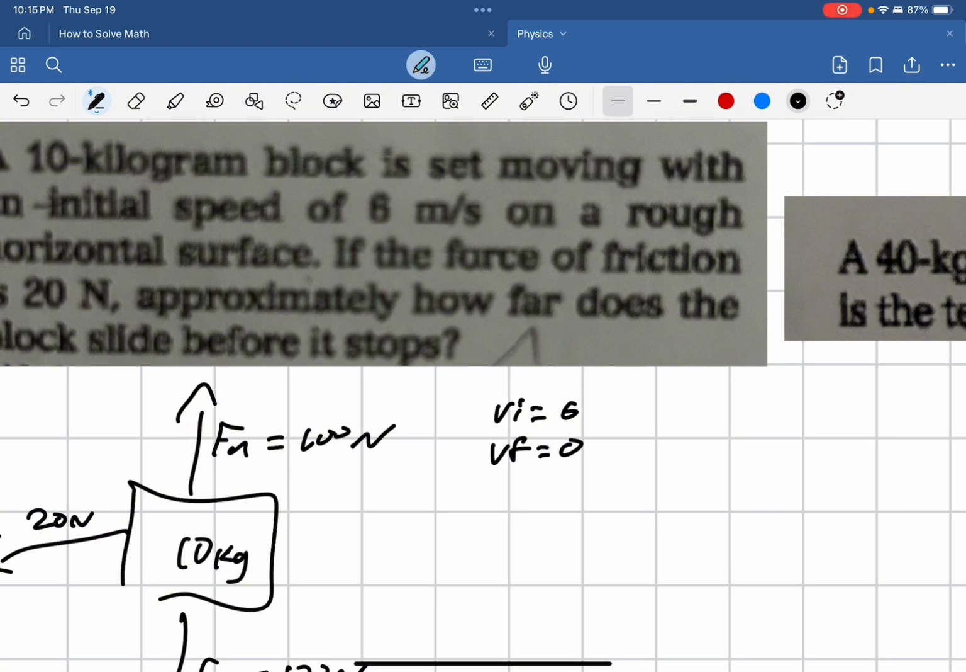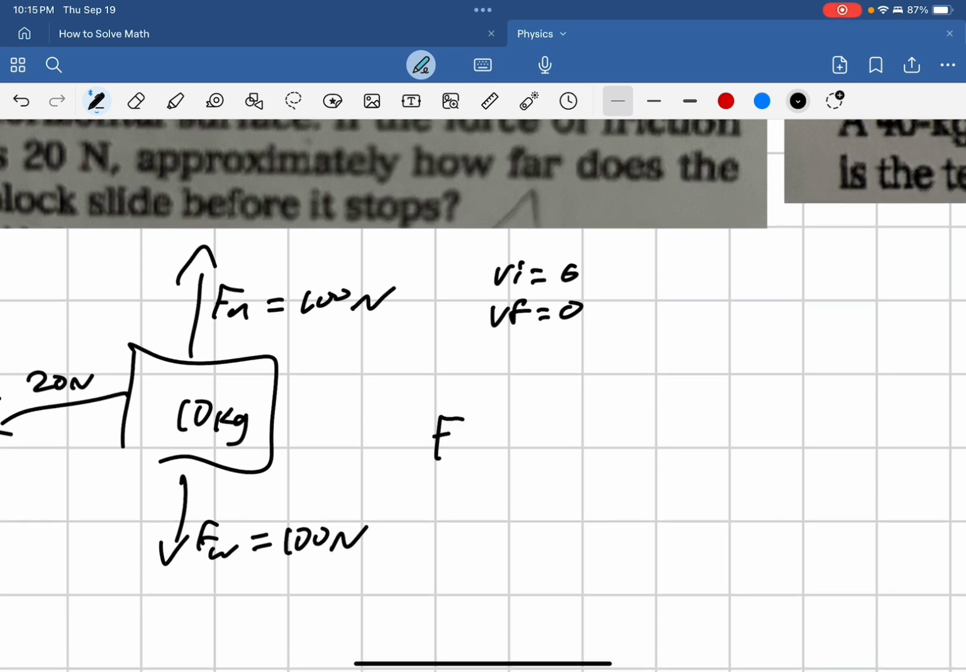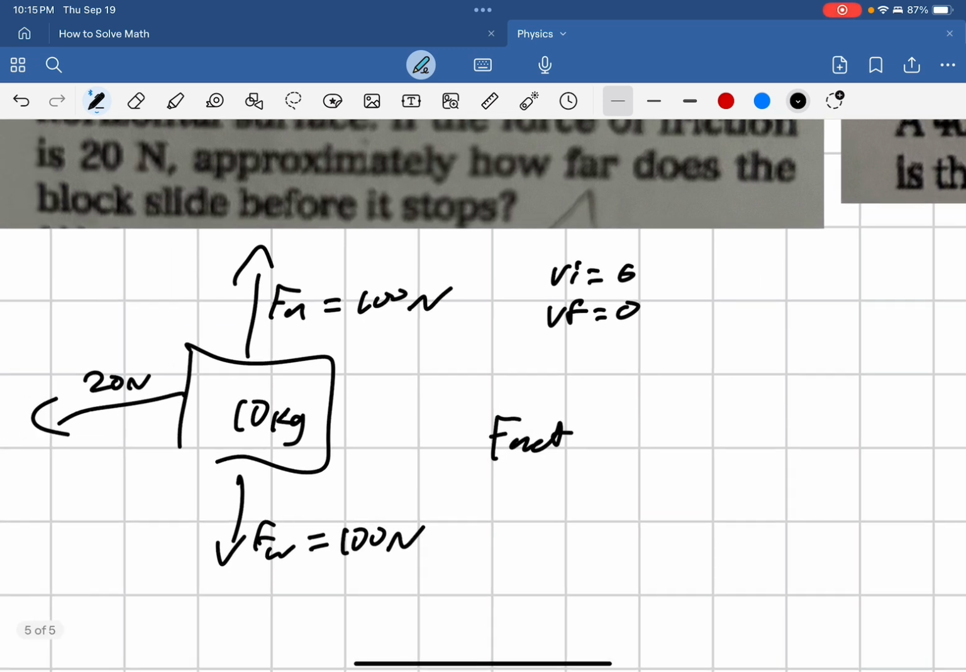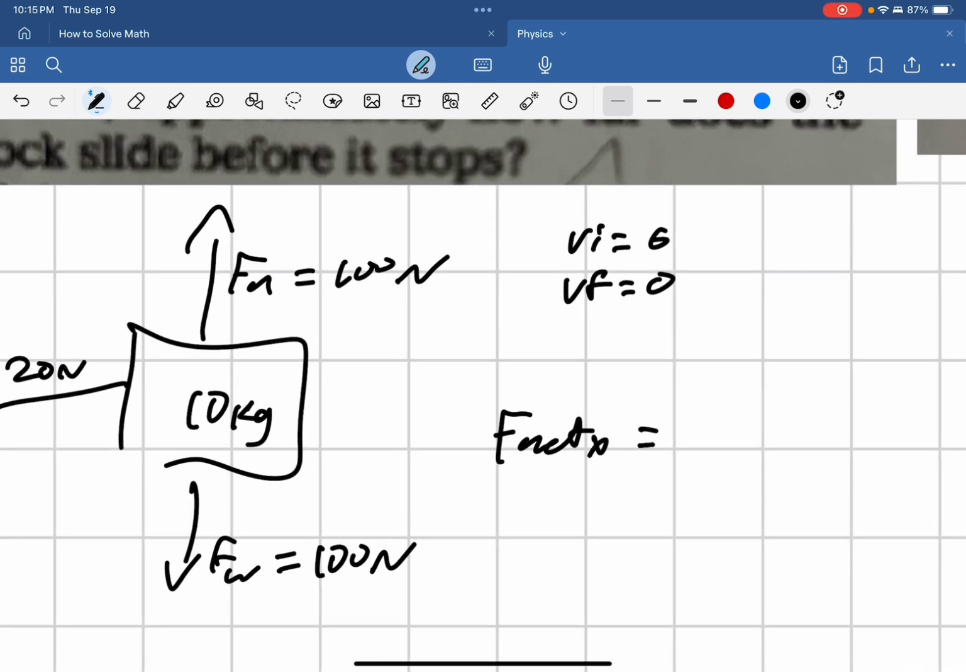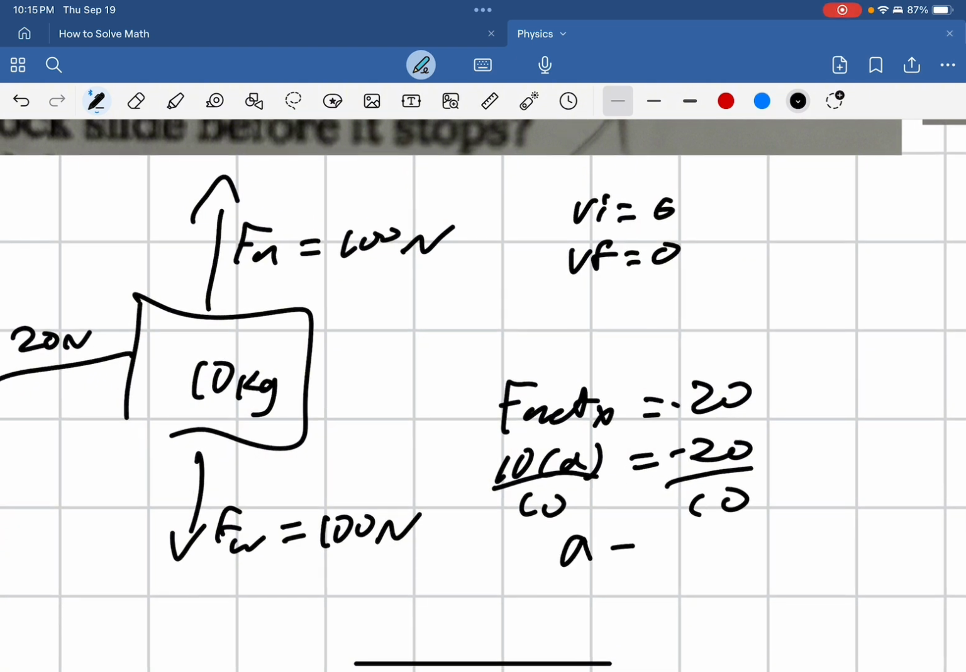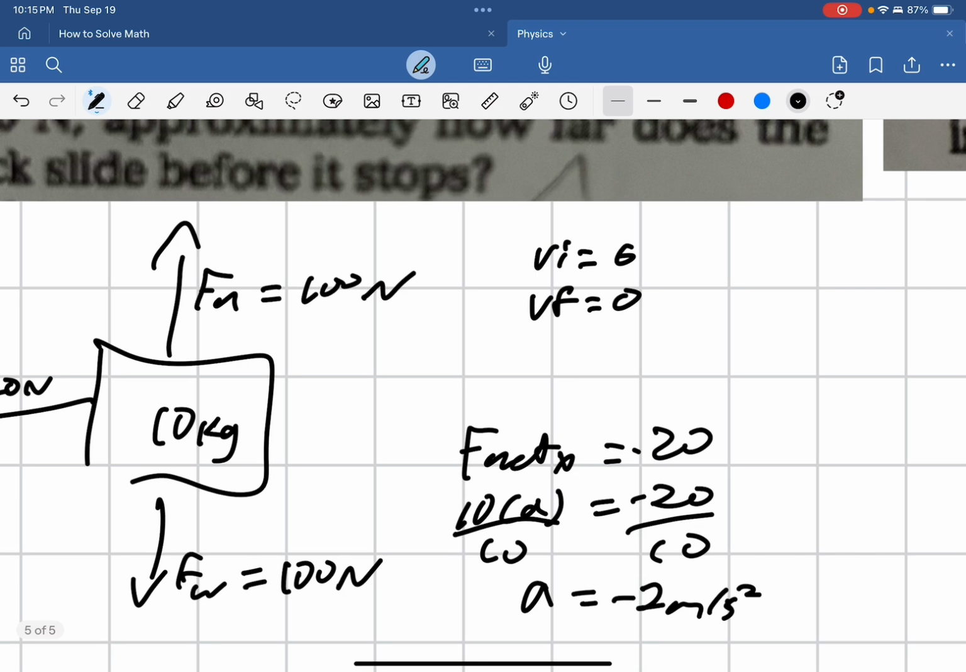Let me actually look at what I did here. Okay, yeah. F net of x is just going to be friction, so negative 20. And we know that our mass is 10 times a. It's equal to negative 20, divided by 10. Our acceleration is going to be negative 2 meters per second squared. So now we know our acceleration is negative 2 meters per second squared.